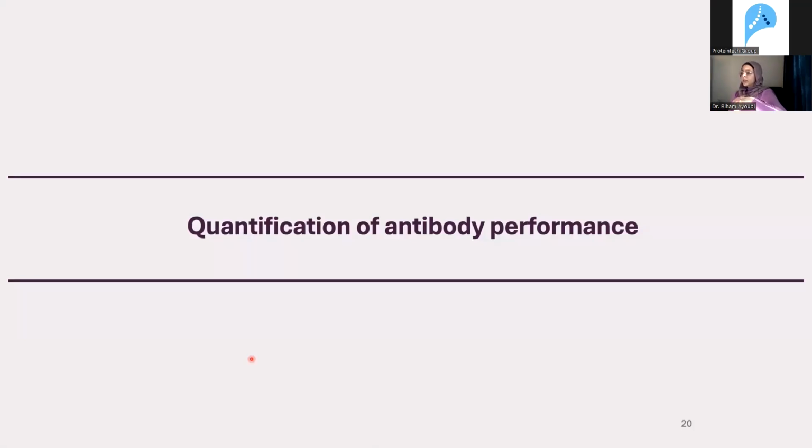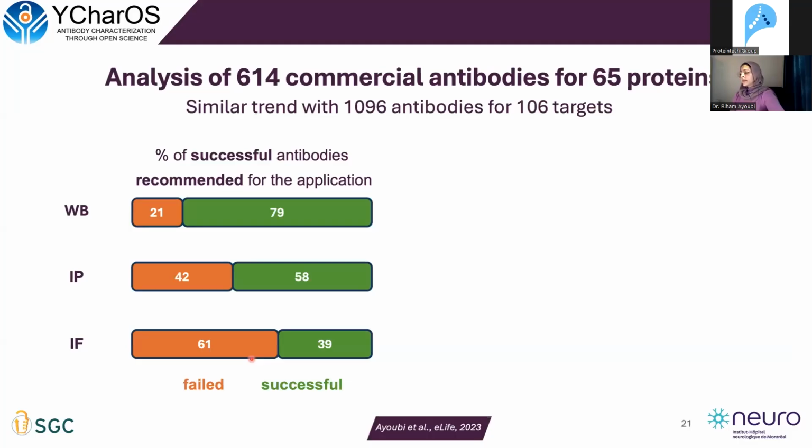In 2023, we gathered all our data from testing 614 antibodies against 65 proteins, and we quantified performance. When products were recommended for the corresponding application, we found that 79% of antibodies succeed in Western blot, 58% in IP, and 39% in IF.